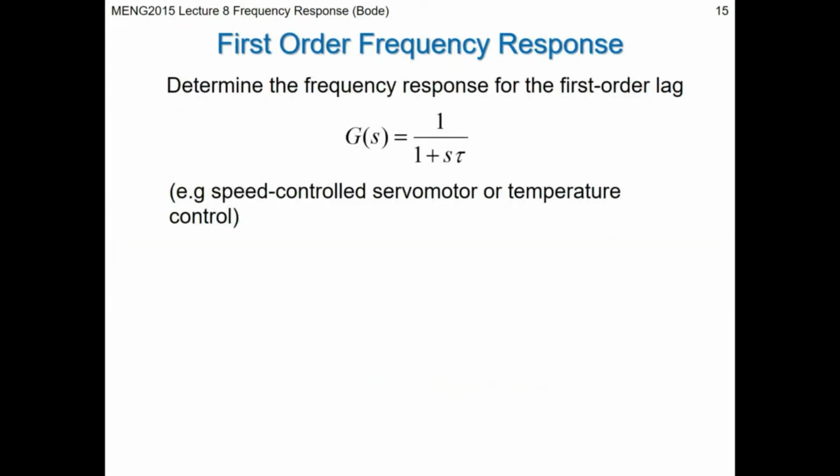So we're going to look at a couple of examples. The first one is a simple first order lag, 1 over 1 plus s tau. And this could be a servo motor or temperature control, very simple.